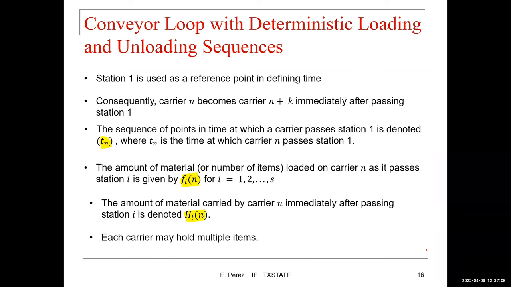So if you have F of one, of three, it means that in station one, we are loading this many items in carrier three, N equals three. The amount of material carried by the carrier N immediately after passing station I is HIN, which is essentially the summation of whatever you had in the car plus what you're loading into that car after passing that station. And we know that each carrier will be able to hold multiple items.